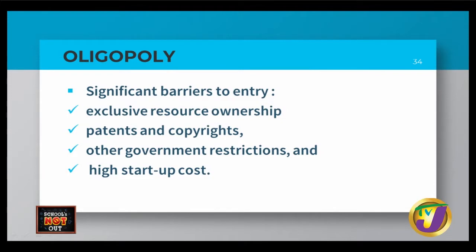Other features of this market structure is that there are significant barriers to entry. And the barriers can take the form of exclusive resource ownership, patents and copyrights, other government restrictions and preferential licensing and so on, and high startup costs. So sometimes these act as a way of barring others from entering into that industry. And so you'll find again that the market is dominated just by a few large companies.